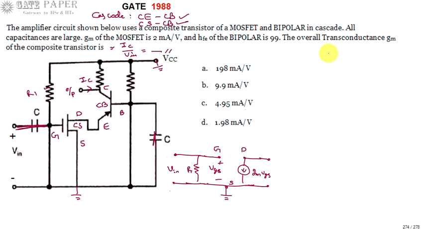So one important conclusion you can write is V input is equal to VGS, or VGS is equal to V input.